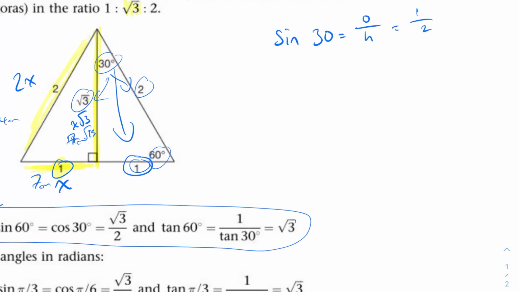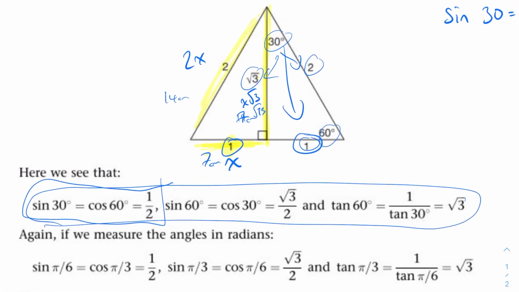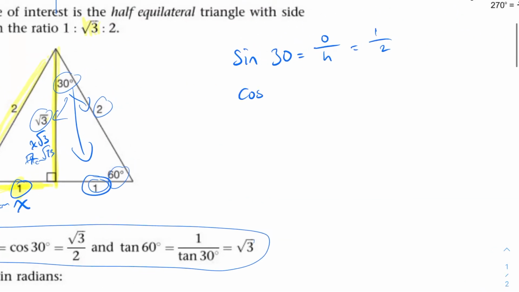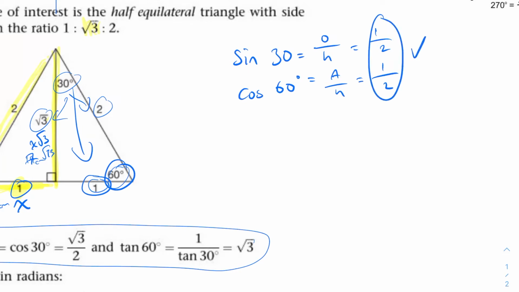Now what we've said here is that sine 30 is equal to cos 60. Well, let's do cos 60. Cos of 60 is equal to the adjacent over hypotenuse, right? So this angle here, what's its adjacent? You should know, 1. And what's its hypotenuse? Same as sine, 2. So are these two the same? Yes, they are. They're both 1 over 2. So therefore, we say that sine 30 is equal to cos 60. Pretty cool, right?